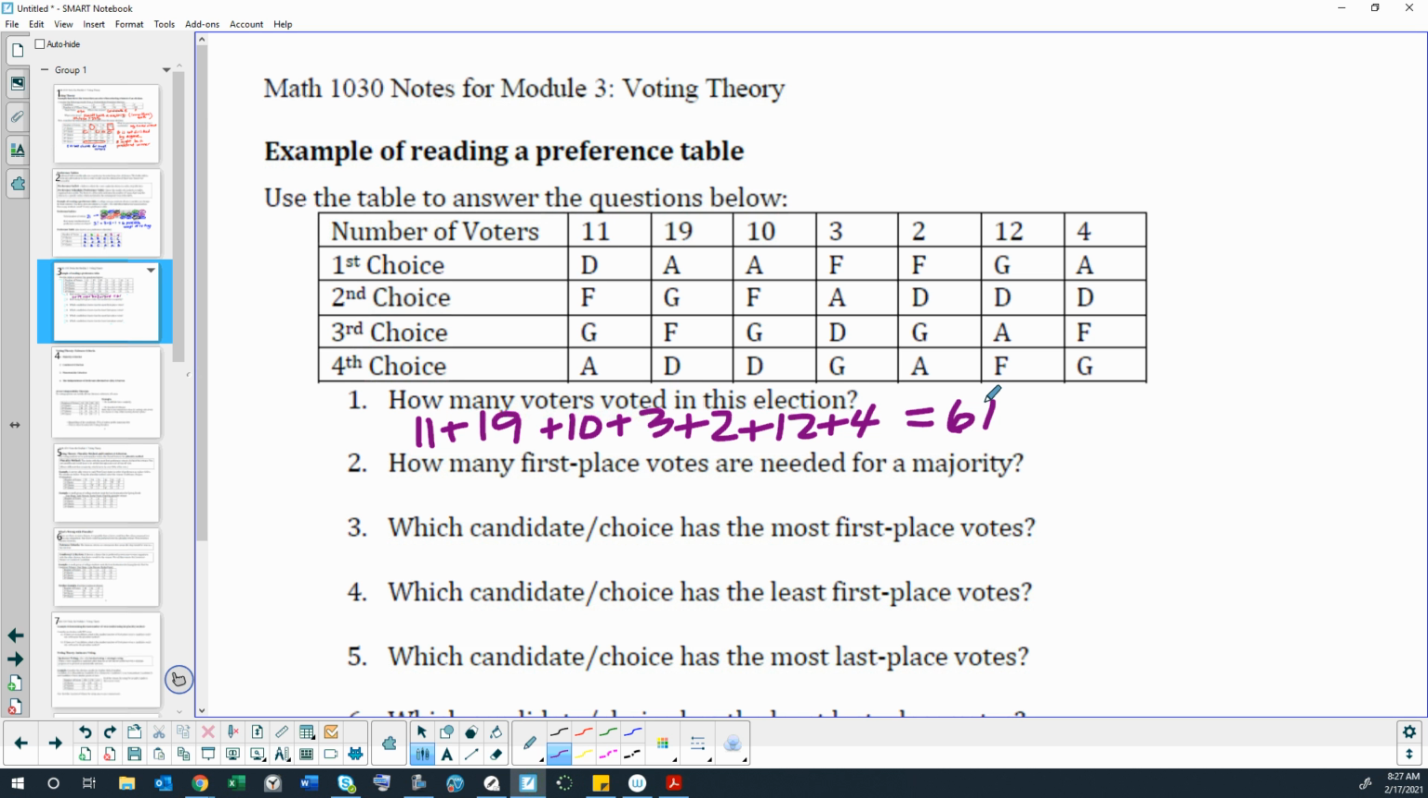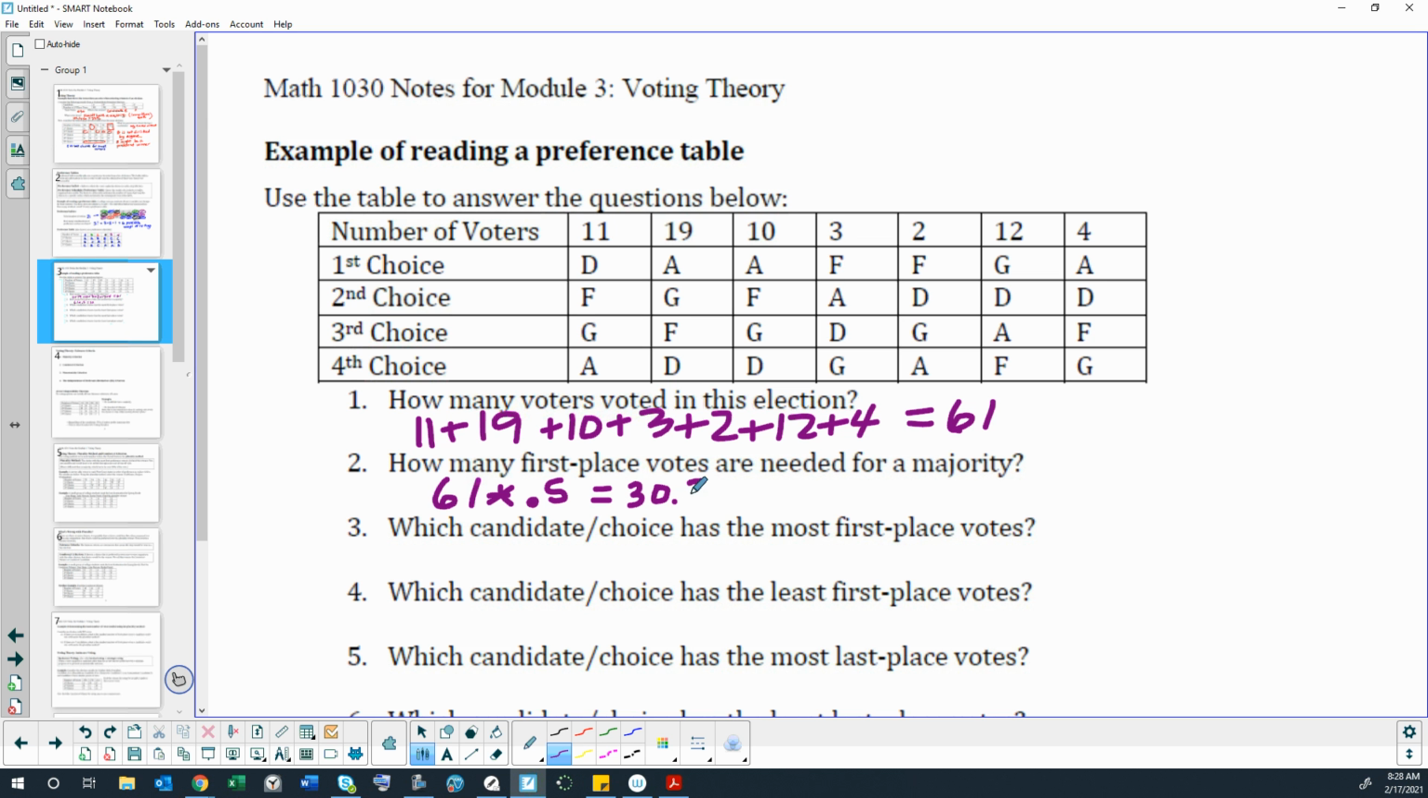Okay, how many first place votes are needed for a majority? So for question 2, we don't look at the chart at all. All we do is take the number 61, and we need 50%, or we need higher than 50%. So we can take that and multiply it by 50%, which is 0.5. And so that would give us 30.5.